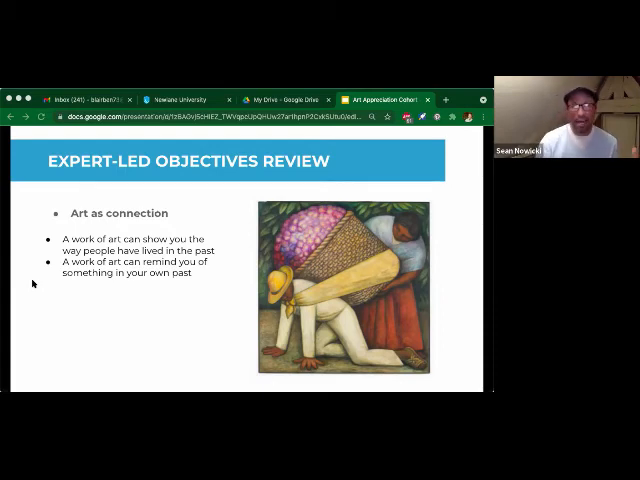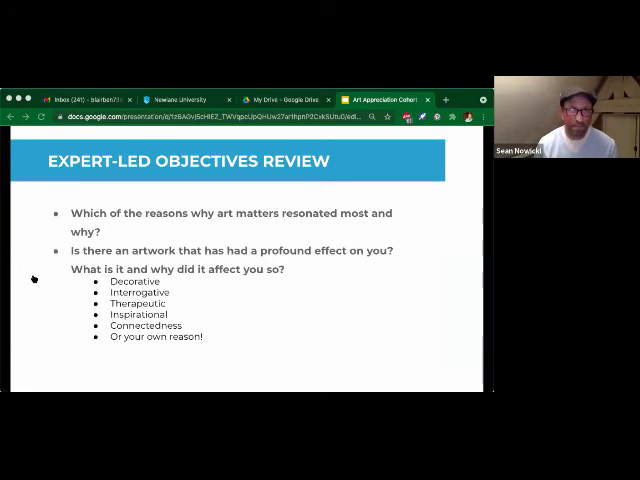So there's not only this way of showing how people lived in the past, but also this connection to maybe your own past, or your own life, that art can achieve. Okay, I think that's nearly the end. Let's get to the next slide, and then we'll see what's coming up. Okay, so I'm going to hand it off to you, but before I do that, I'm going to do the activity so you can see what I'm looking for.